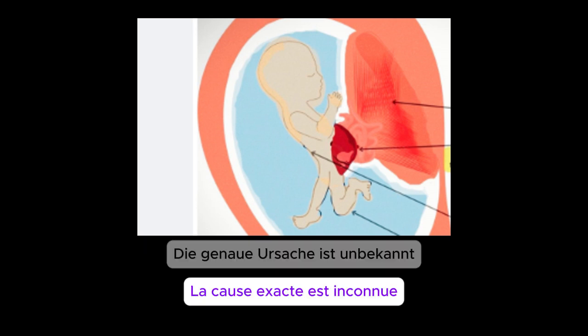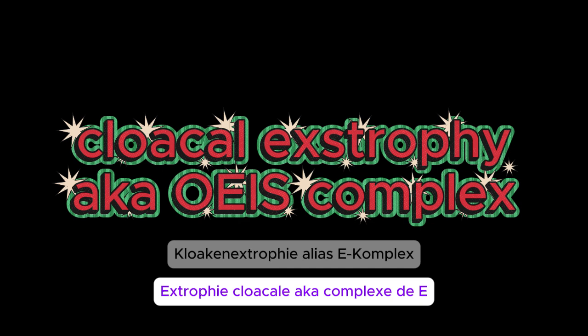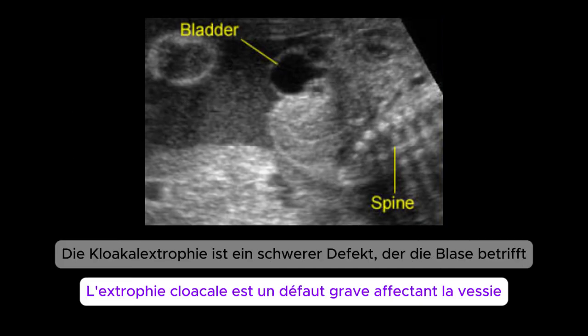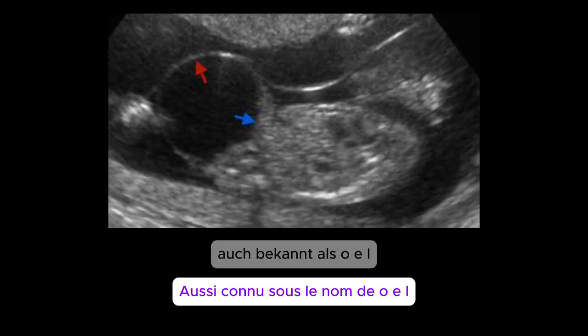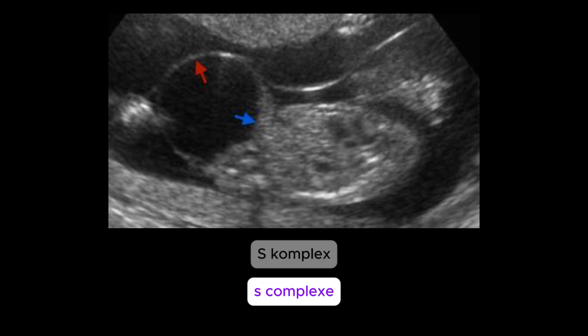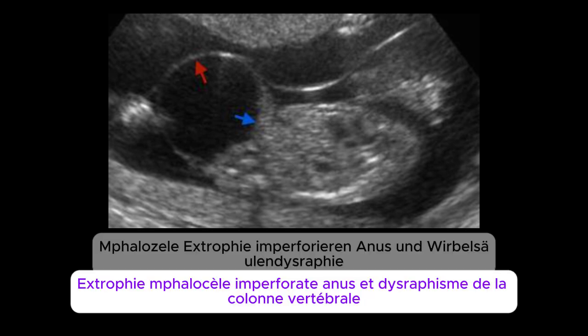The exact cause is unknown. Cloacal exstrophy, aka OEIS complex. Cloacal exstrophy is a severe defect affecting the bladder, genitalia, rectum, and lower spine, also known as OEIS complex: omphalocele, exstrophy, imperforate anus, and spinal defects.